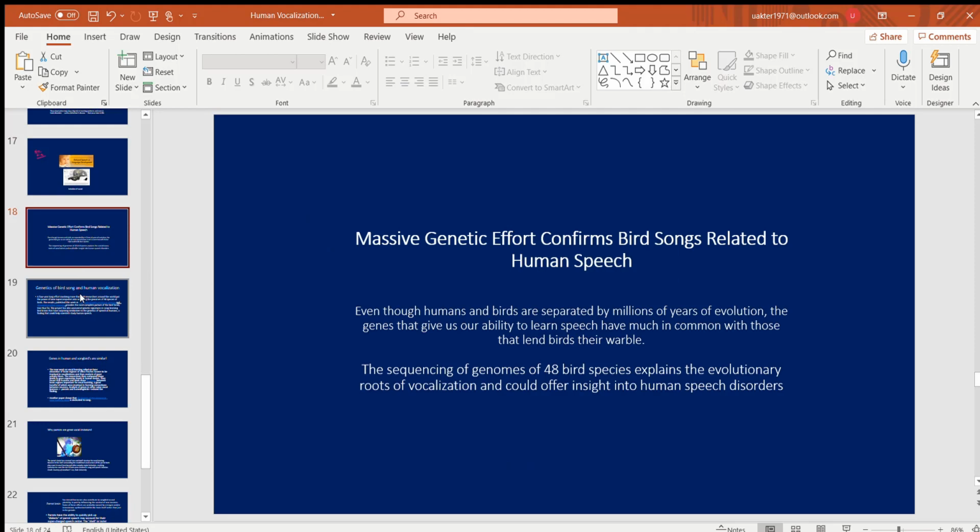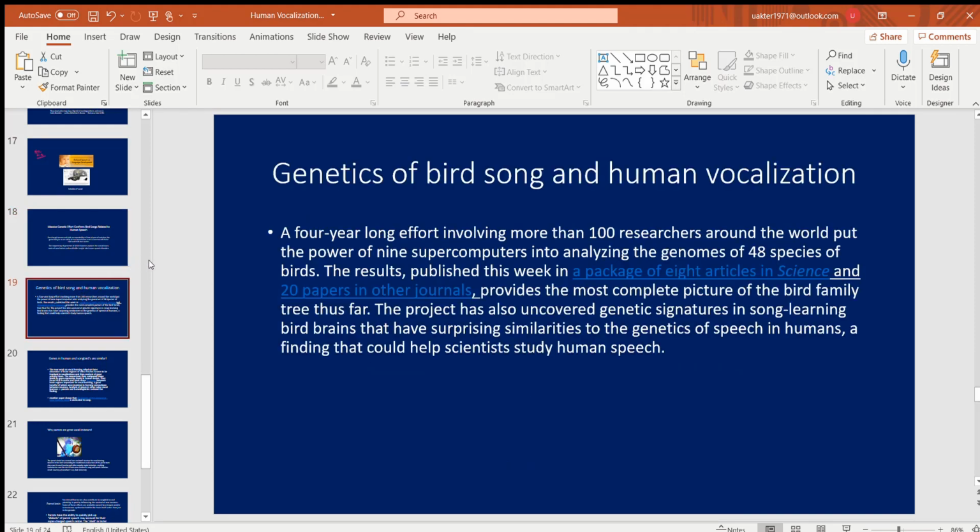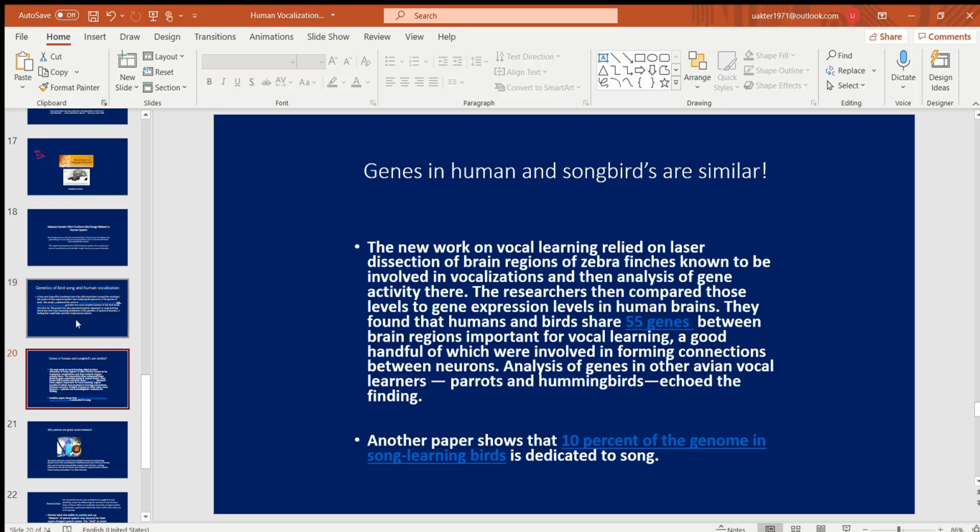Now many groups are working together to create the mappings of the genes that are responsible for speech, and which mutation is responsible for which type of speech disorder. Okay.